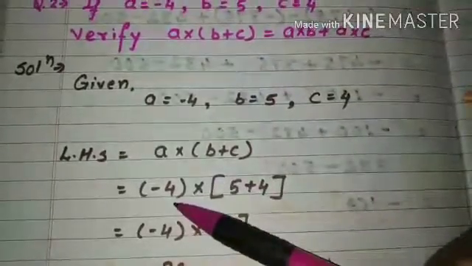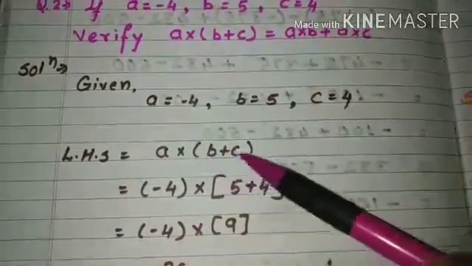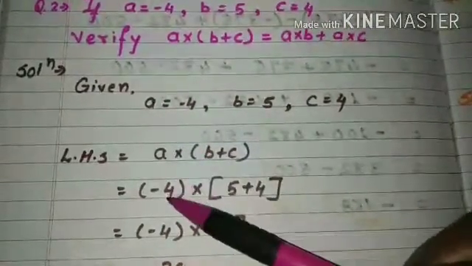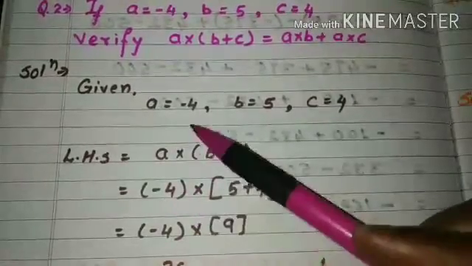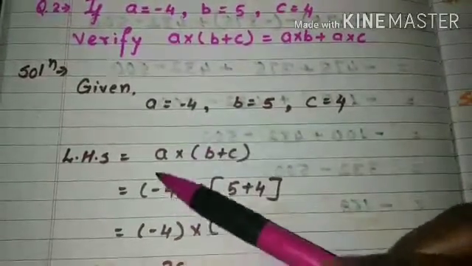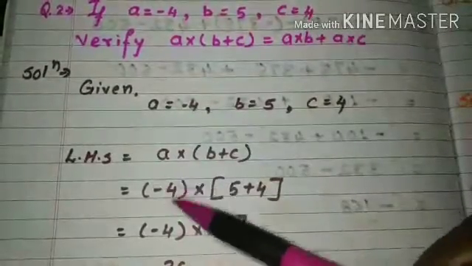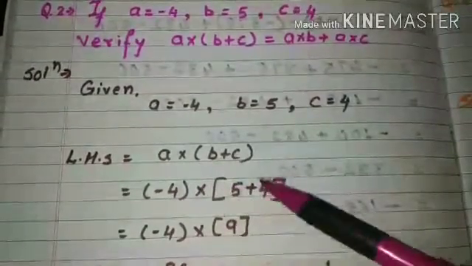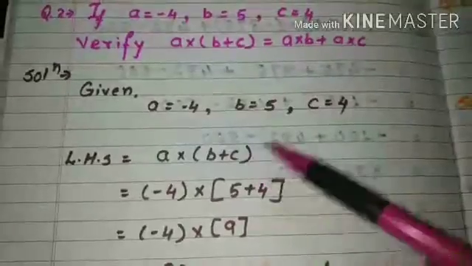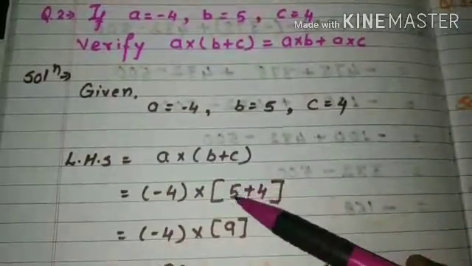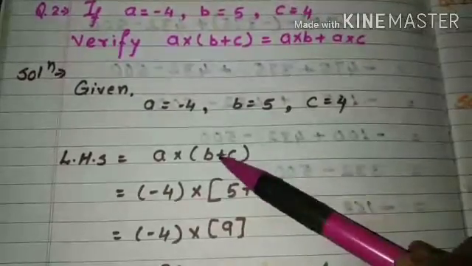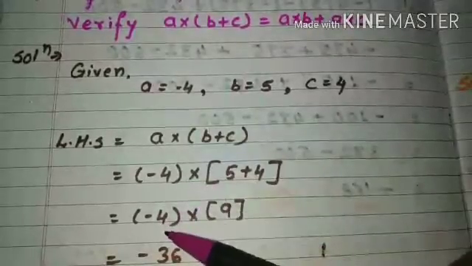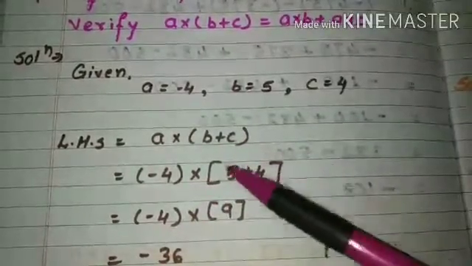Now you have to put the values of a, b and c. What is the value of a? A is equal to minus 4. Put minus 4 in brackets instead of a, because it is a negative integer. Whenever you get a negative integer, put it in brackets. So minus 4 in brackets into, in brackets, the value of b is 5 and the value of c is 4. So instead of b we write 5 and instead of c we write 4, and copy the plus sign. In the next step, copy minus 4, and first of all we will solve the bracket.